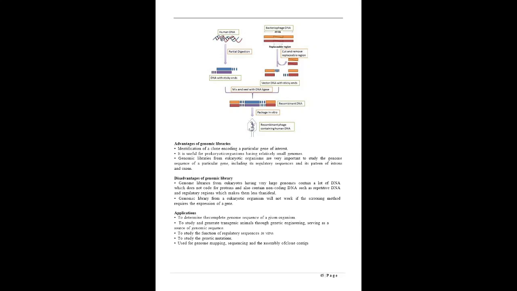So mainly the advantage of genomic libraries is the identification of a clone encoding a particular gene of interest. It is useful for prokaryotic organisms having relatively small genomes. Genomic libraries from eukaryotic organisms are very important to study the genome sequence of a particular gene, including its regulatory sequence and its pattern of introns and exons.